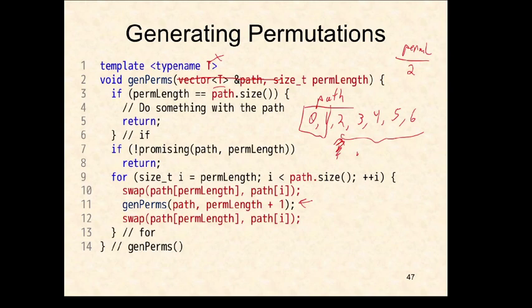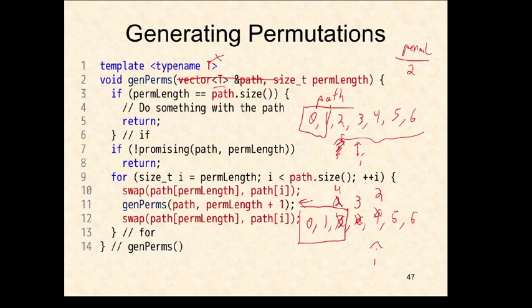I moves up to 3, and we swap path sub perm length, which is 2, with path sub I, which is 3. So now the path becomes 0, 1, 3, 2, 4, 5, 6, and we make a recursive call saying that is fixed, permute the others. Then when we get back, we put the 3 back where we found it, and then we increment I, and we swap the 2 and the 4.